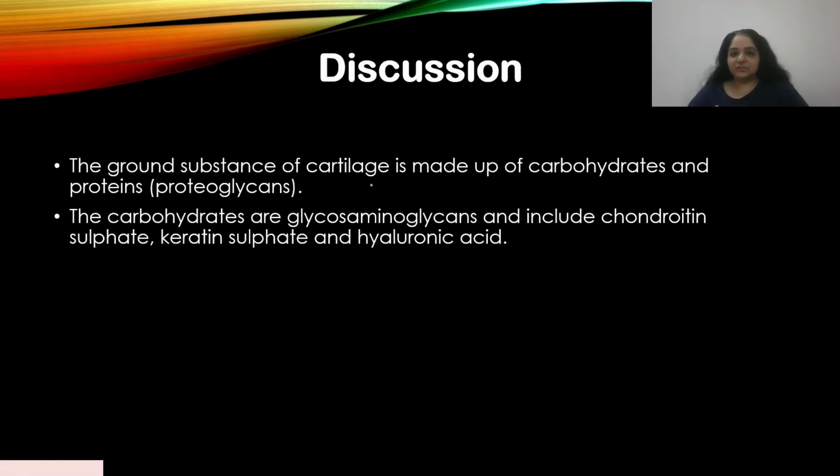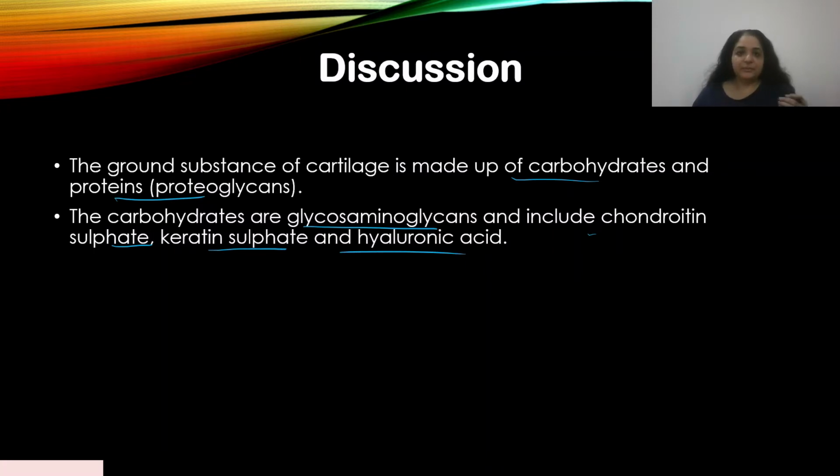So the ground substance of cartilage is made up of carbohydrates and proteins, proteoglycans. The carbohydrates are glycosaminoglycans, which include chondroitin sulfate, keratin sulfate, and hyaluronic acid. So this is the carbohydrate part of the ground substance of the cartilage.